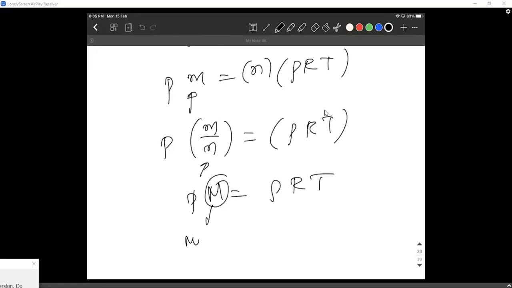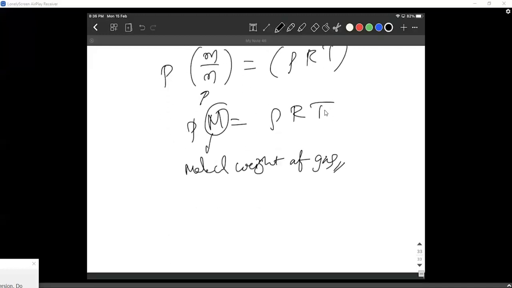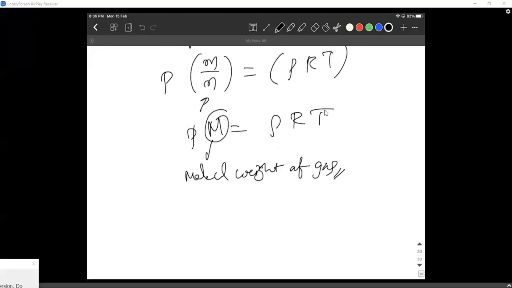This right here is a molecular weight of the gas. I hope you all remember the molecular weights of all the gases from chemistry class already. If you cannot remember those values, it's impossible to approach this problem. So from this, I'm going to write P by rho equals RT by M.